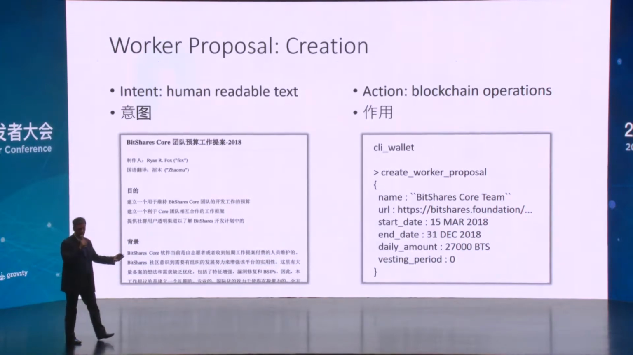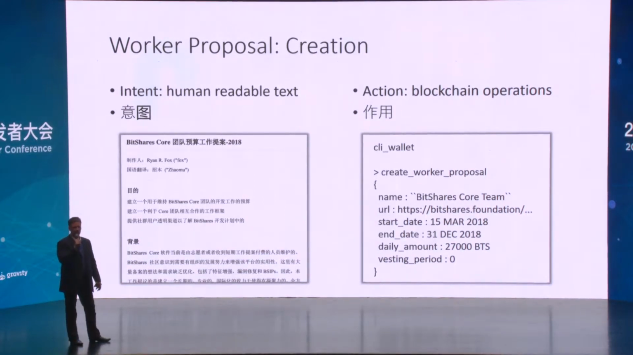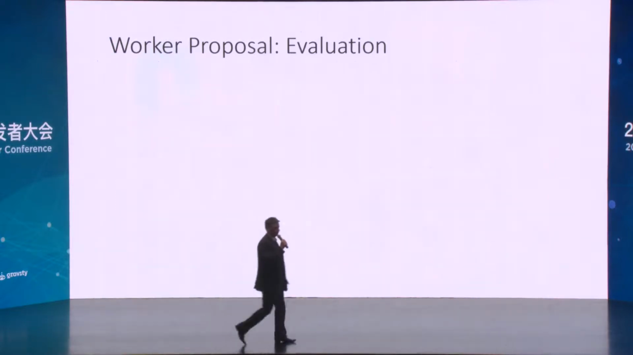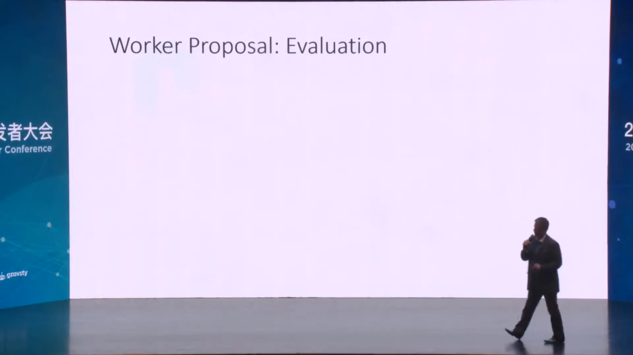So I got to give it a name, I got to give it a start date and an end date, and then the worker gets paid every day. So I had to define how many BitShares should be taken out of that reserve pool and then given to the developer account. And then there's this concept of a vesting period. We just set that to 0, because then it'll give it to us straight away. Okay, so now let's take a look at how it actually works.